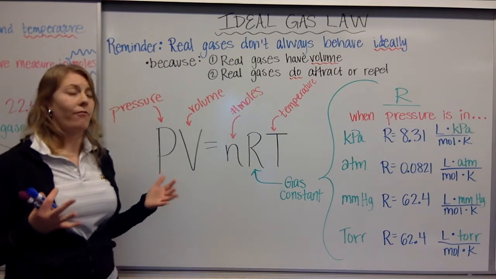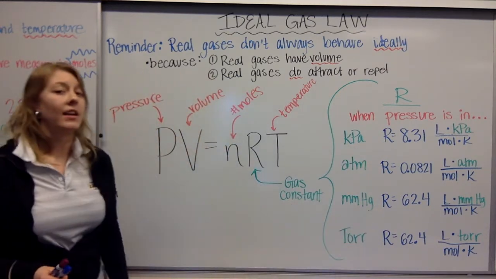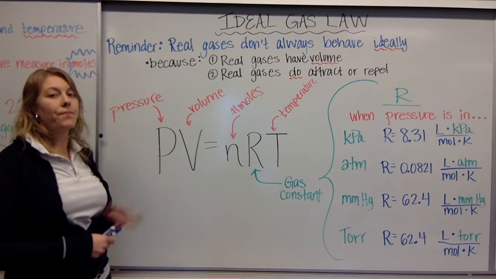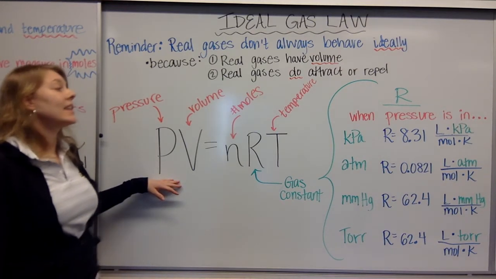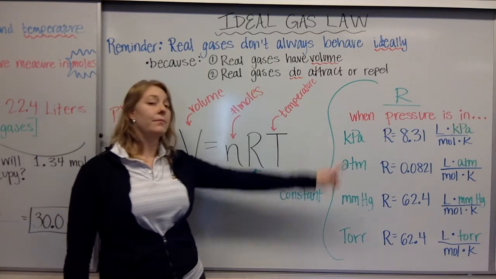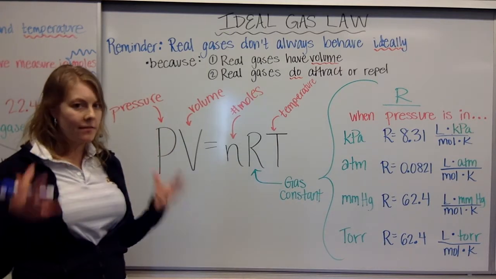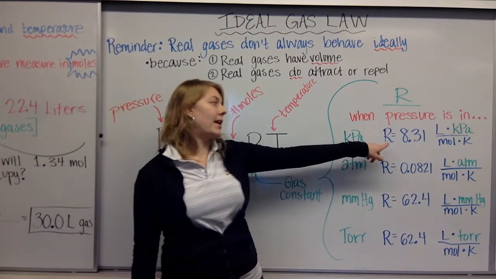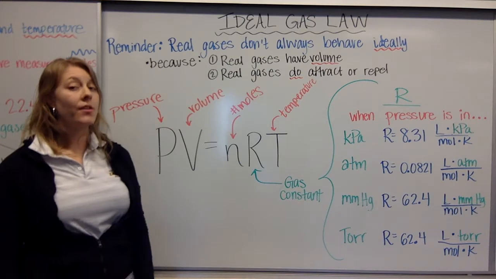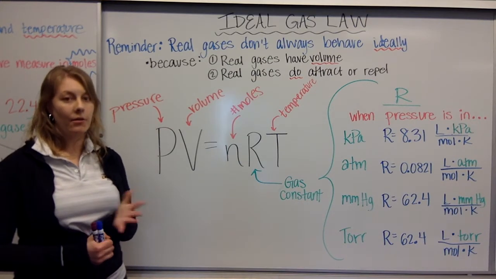Now R is a gas constant. We're never going to be solving for a gas constant because we know the values of R depending on what pressure we're dealing with. So if we're dealing with a pressure that is in kilopascals, kPa, then our R value that we're going to plug in, which has been scientifically determined experimentally, is always going to be 8.31, and the unit is liters times kPa over moles times K, Kelvin.